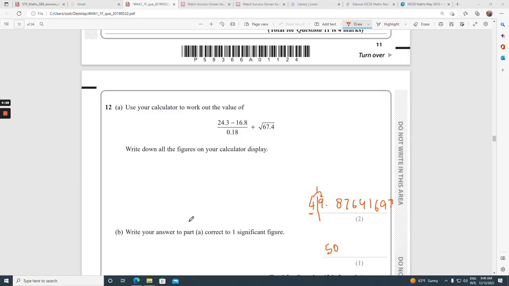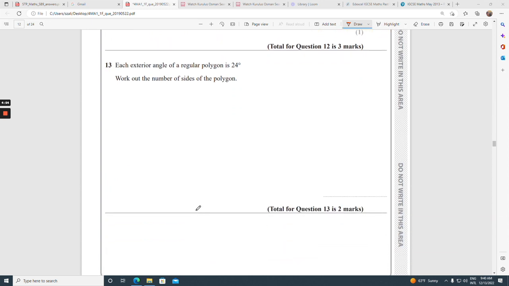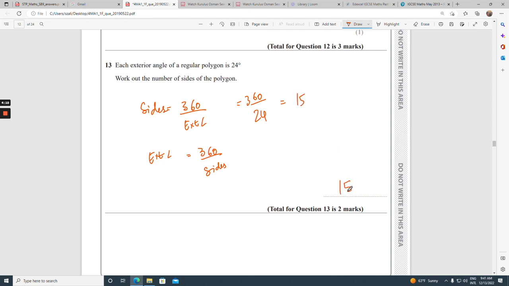So let's move on to the next question now. Question 13. Each exterior angle of a regular polygon is 24 degrees. Work out the number of sides of the polygon. To figure out the number of sides, if you know the exterior angle, we all know the sum of exterior angles is always 360 degrees. So it's 360 divided by the exterior angle. In case you're looking for the exterior angle, each exterior angle is 360 divided by the number of sides. This time we're looking for the number of sides, so it's 360 divided by 24 degrees. 360 divided by 24 gives you 15. So this polygon has 15 sides.